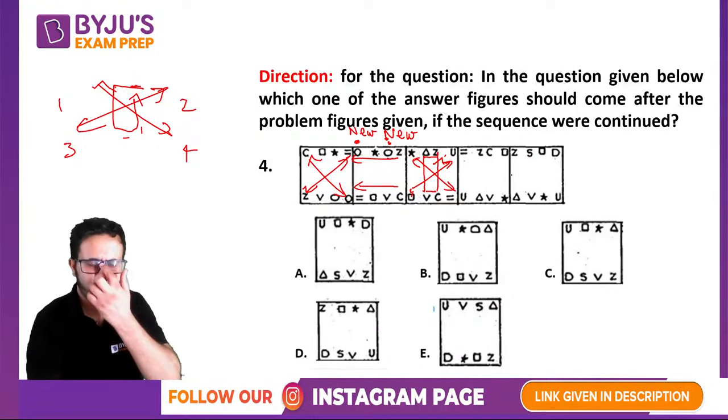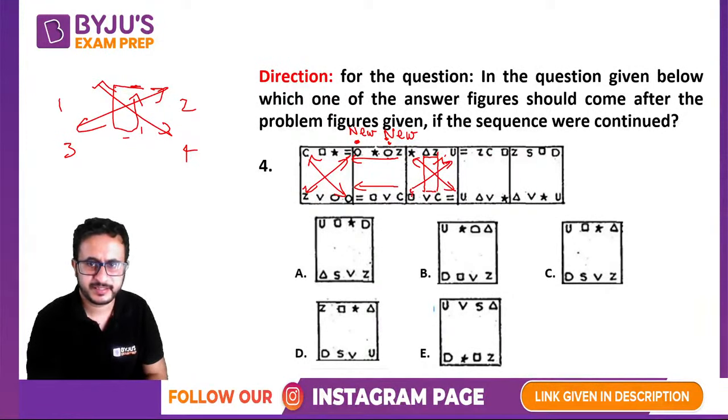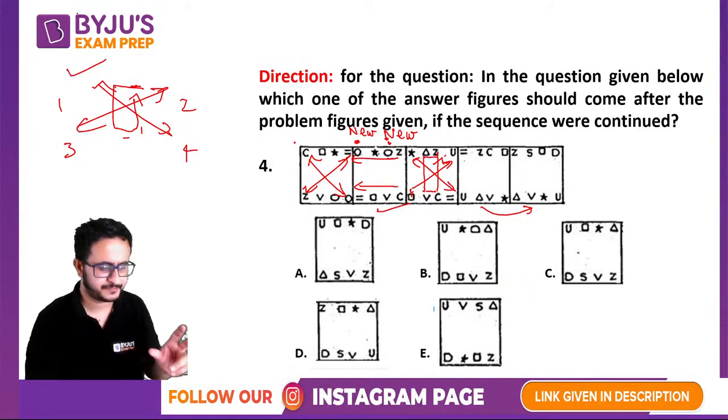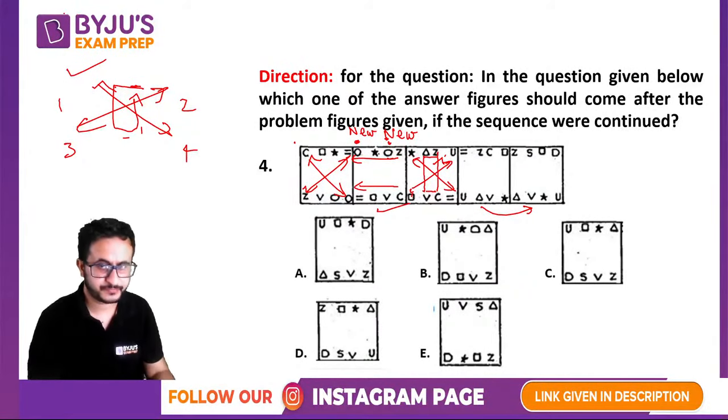Now fourth to fifth should also follow this logic, right? Let us see. This star moved this side, V moved this side, triangle moved this side. So we know this logic is being repeated from here to here. Now we have to find the next one, so it should follow this logic. We are given the fifth image, and we have to find the sixth image.